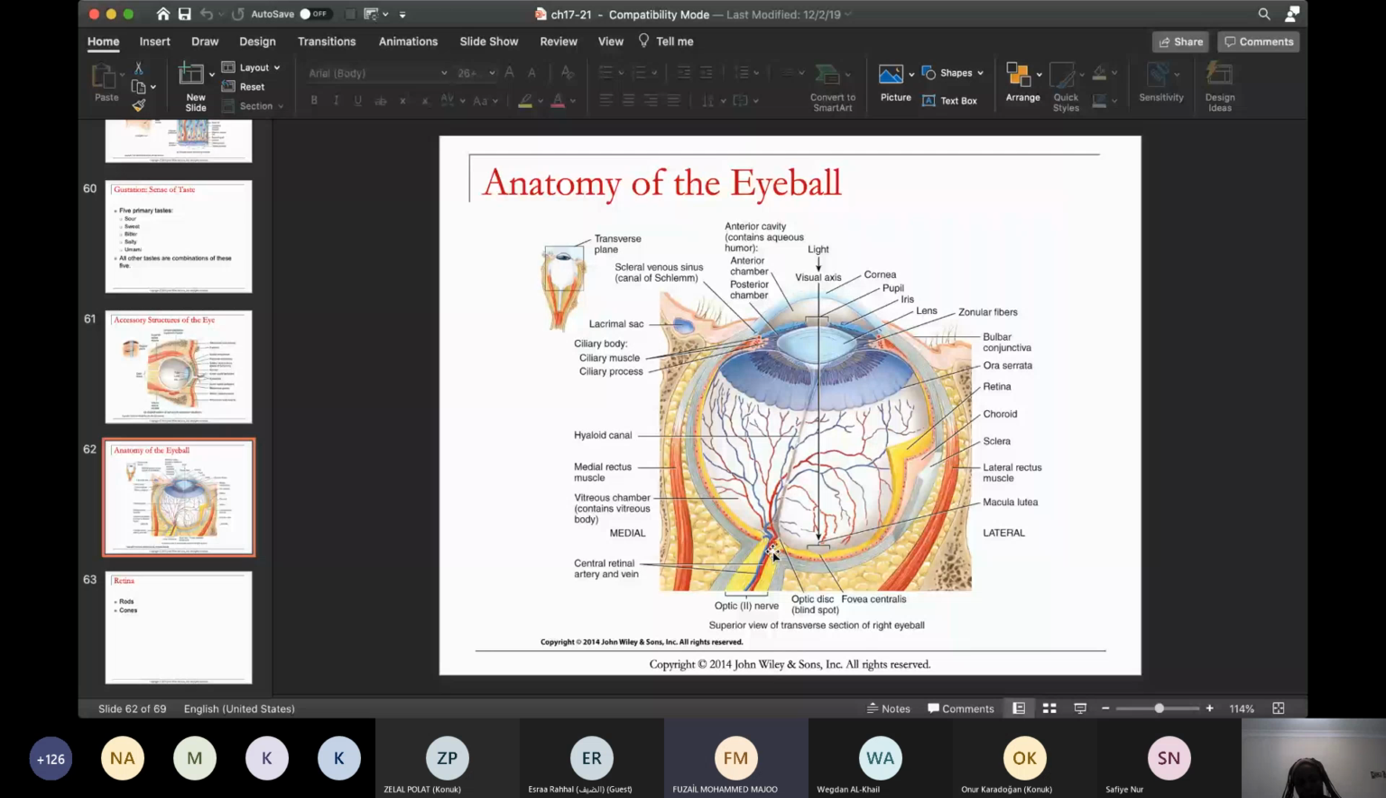So again, this is where your retina essentially is. Okay, so this part over here, this is all retina, this yellow part. That's your retina. Underneath the retina, you have the vascular part. That's the choroid, and then you have the sclera. Okay, the sclera is the protective part.